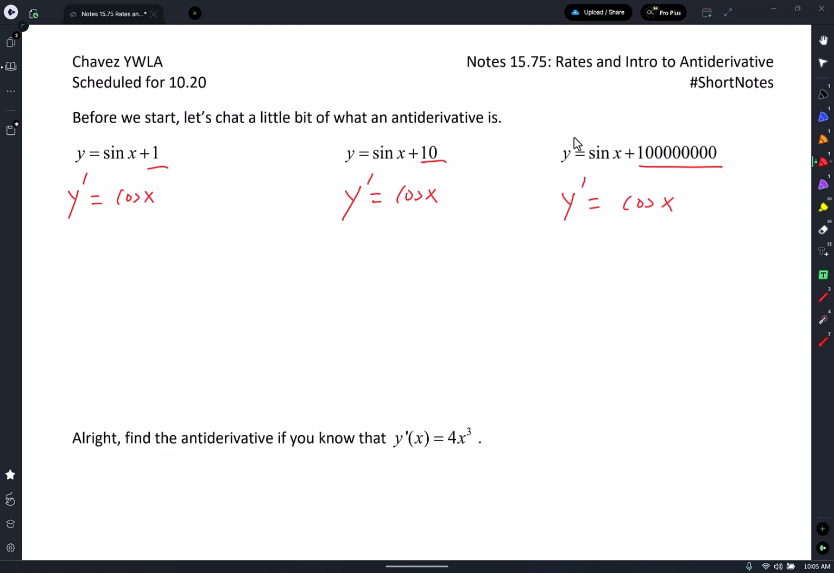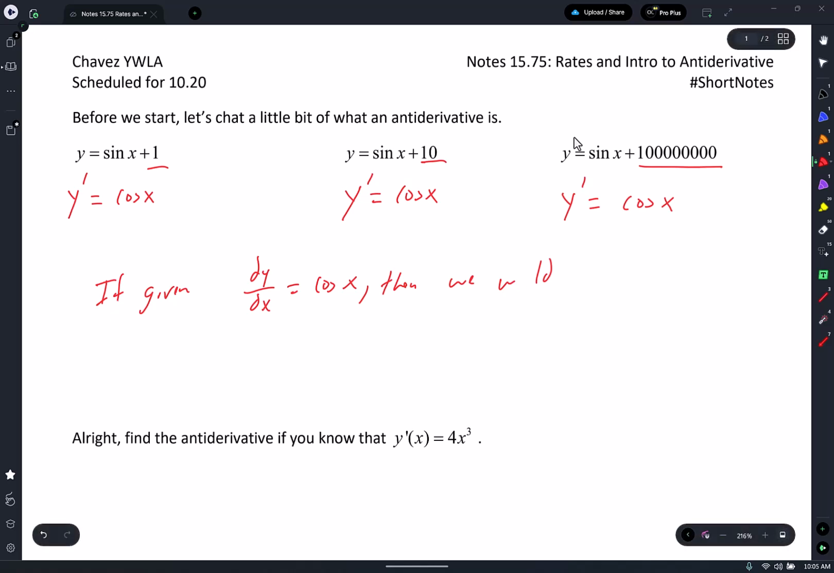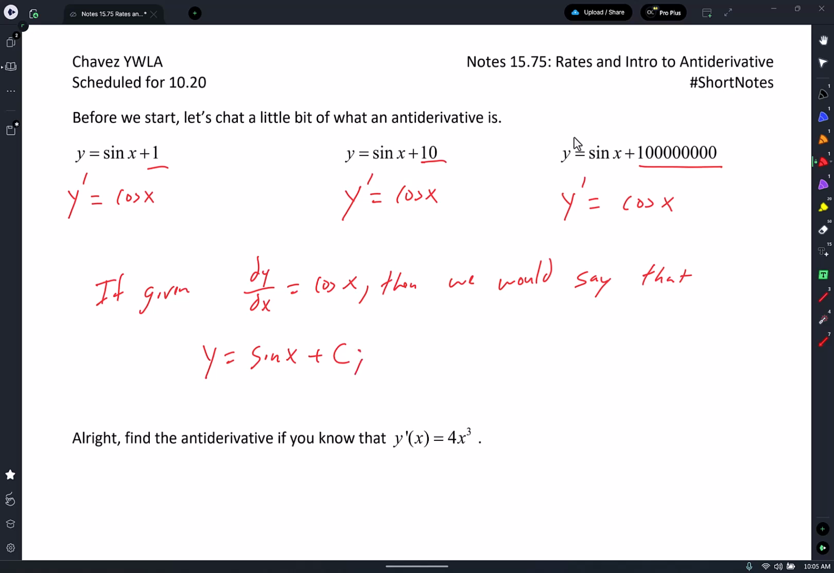Does that make sense? So we're gonna say, if given dy dx equals cosine x, that's the derivative of all of them, right? Then we would say y equals sine x plus c, where c is a constant. So all three of them just differ by some constant. That's all.